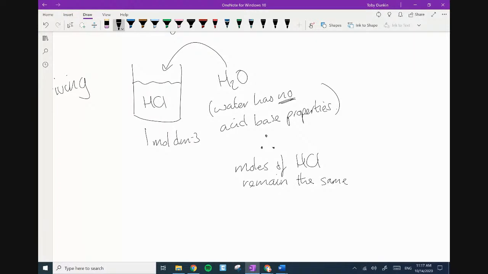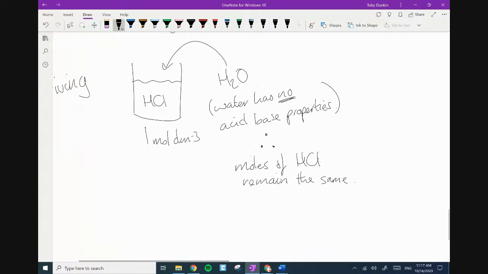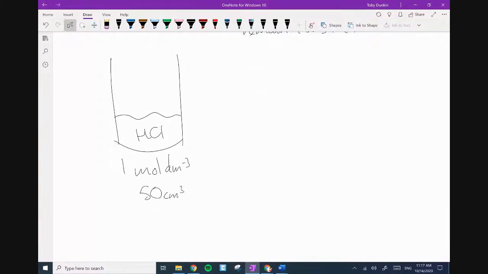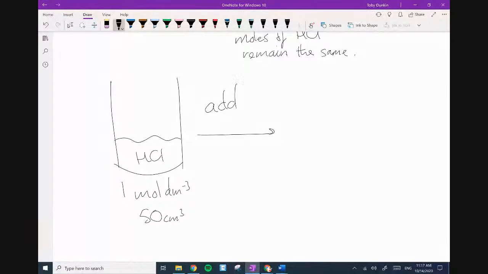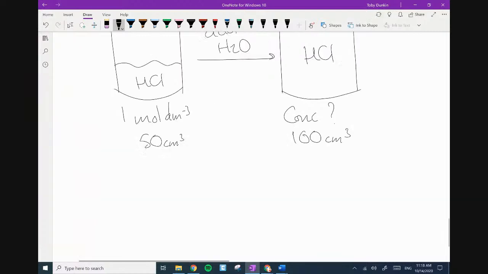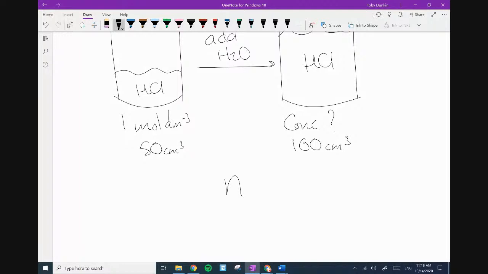So if we're going to now add water to this, let's compare two beakers. Let's actually make the pictures a little bit believable. HCl, 1 mole per dm cubed, and I'm going to give you 50 centimeters cubed. What we're then going to do is add some water, add H2O. And we're then going to have a beaker with HCl, but this time the concentration will change because I have diluted it. I now have a new volume. Let's double it. 100 centimeters cubed.